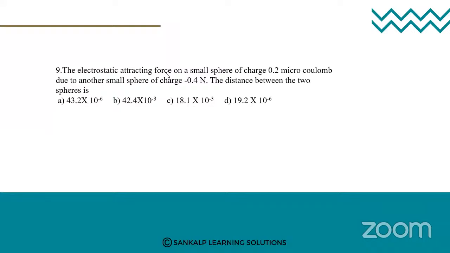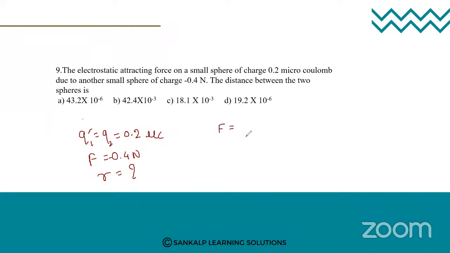So the electrostatic attracting force on a small sphere of charge, and both spheres have the same charge. What is the charge here? The charge value is Q1 equals Q2 equals 0.2 microcoulomb. And the force is minus 0.4 Newton. What is the distance between them? Just use the Coulomb's force formula, then simplify.